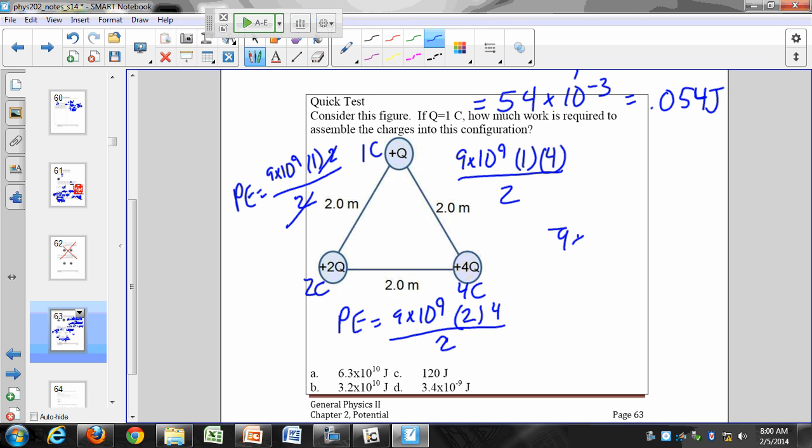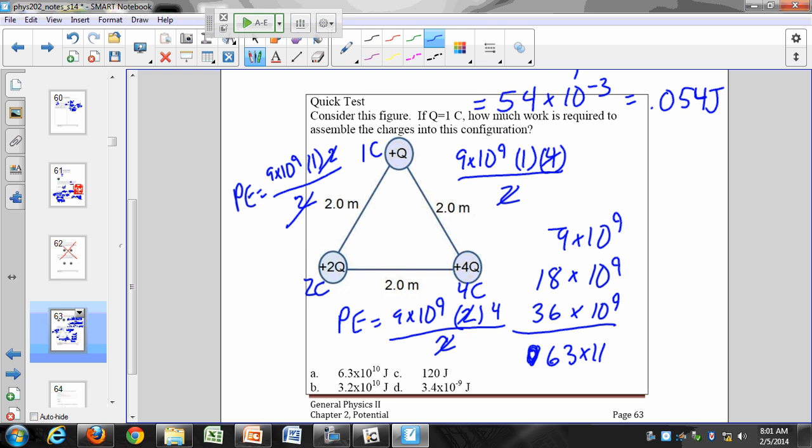We get 9 times 10 to the 9th plus 18 times 10 to the 9th plus 36 times 10 to the 9th. Is that 72 times 10 to the 9th? Is that right? No, 27 plus 36, so 63 times 10 to the 9th.